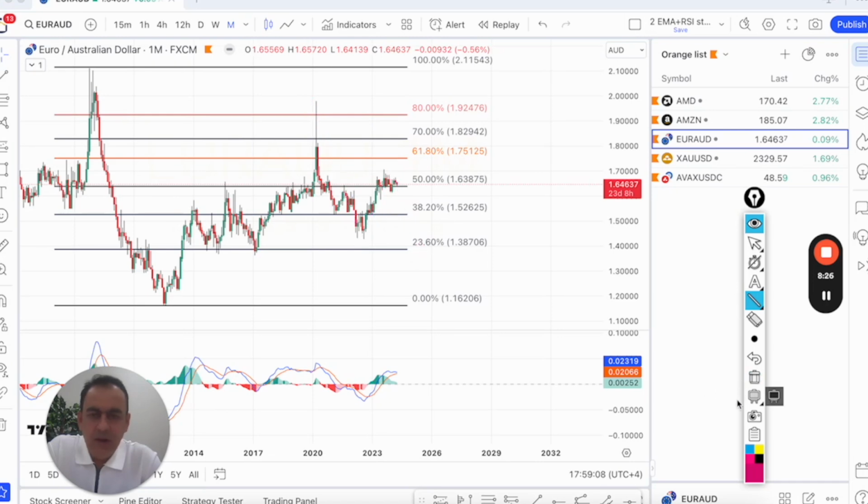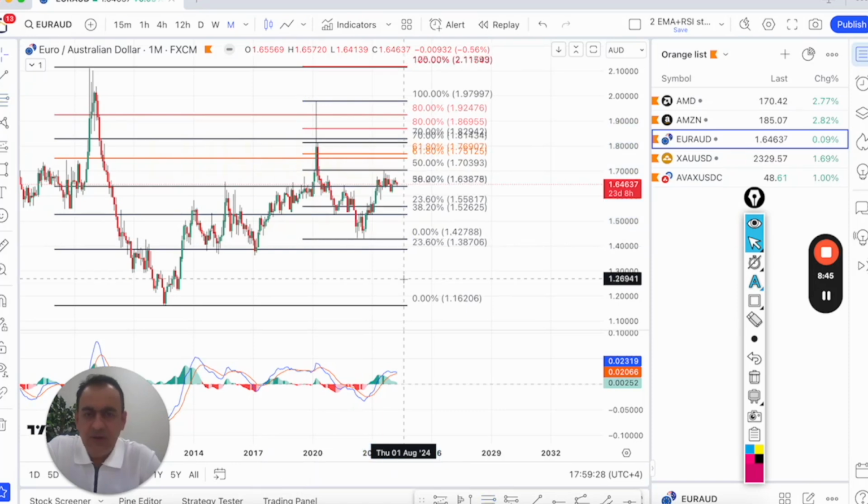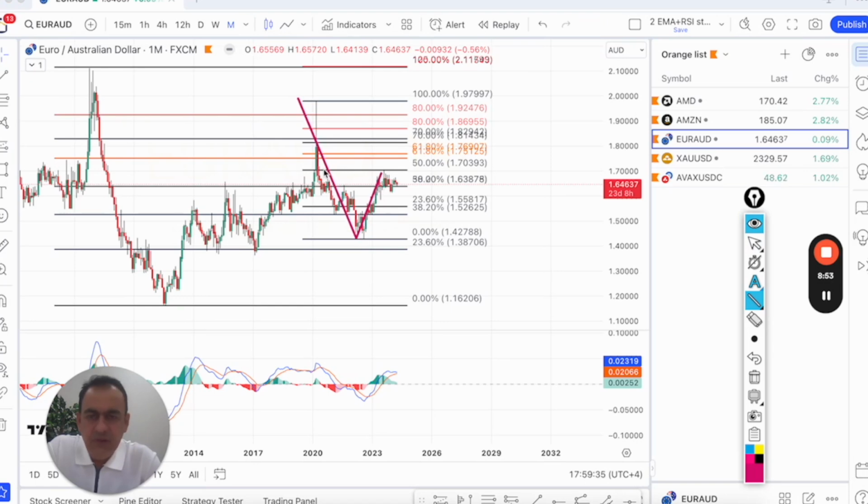So I'm going to mark another fib starting from the high which was formed in 2020 and connecting to this low in 2023. I'll use fib retracement one more time, connecting the high of 2020 to the low of 2023. If you notice, it has again corrected precisely towards 50%, and from 50% we can expect the continuation of the next bearish move.